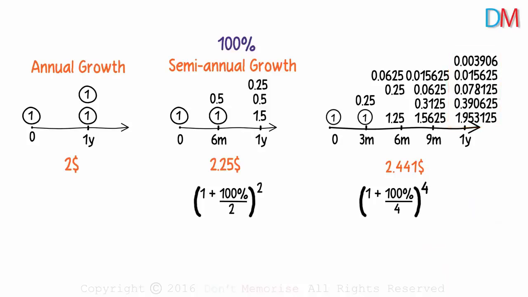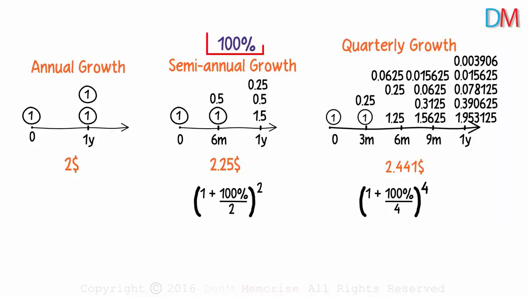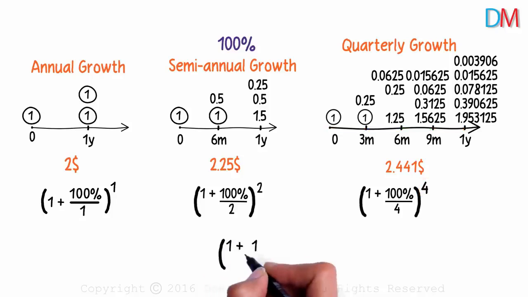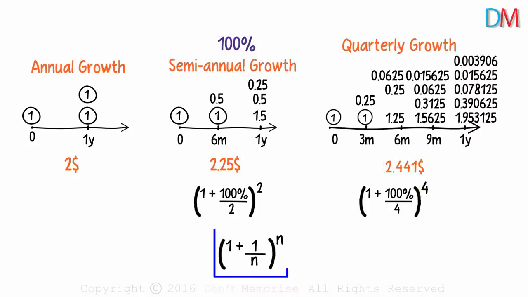I suggest you pause the video and understand the quarterly growth diagram really well. The 100% is nothing but 1. If 2 time periods, then we have 2 here. If 4 time periods, then 4 here. So the formula for n time periods would be 1 plus 1 over n, the whole raised to n. Clearly, more the number of time periods, higher will be the returns. This will give us the dollar value at the end.